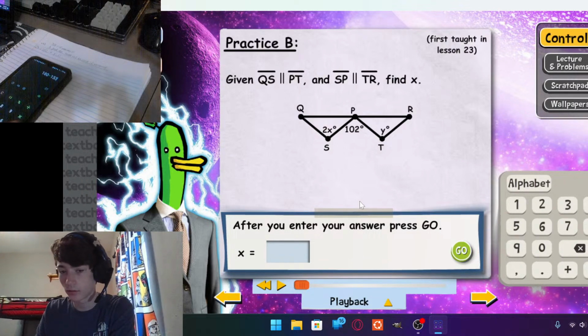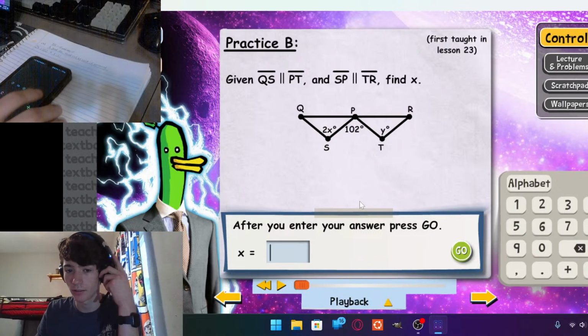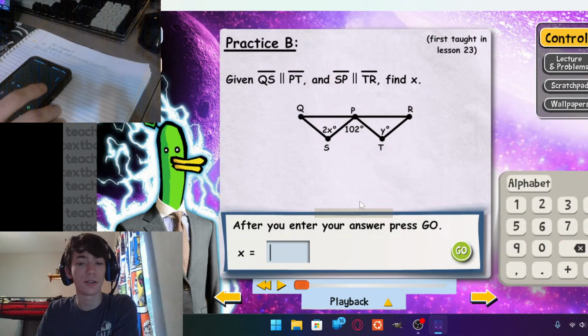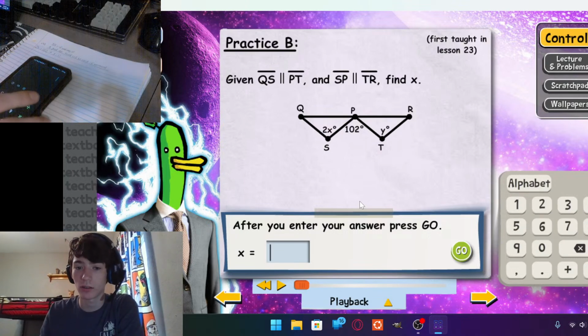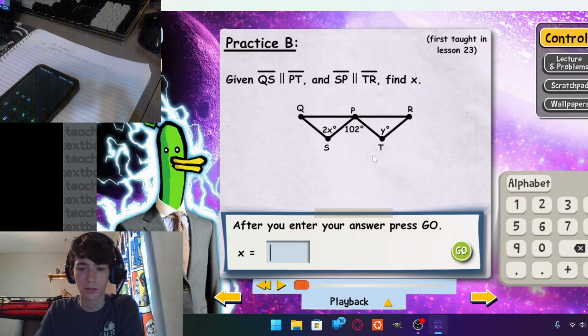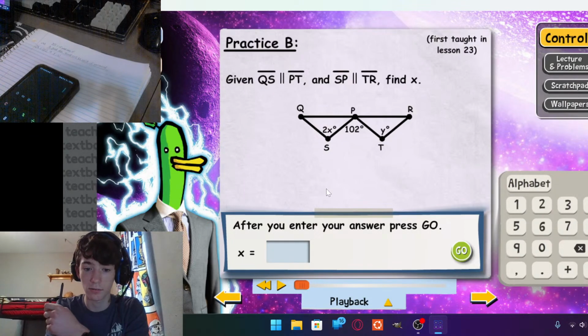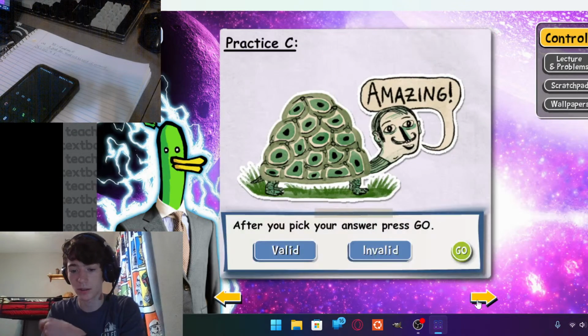Minus 1. 27? That can't be right. But wait, no, that's not right. That's not right. Okay. Yeah, I was completely wrong just now. So I'm gonna say 51 because it's asking for x. Perfect. Okay, I'm good.